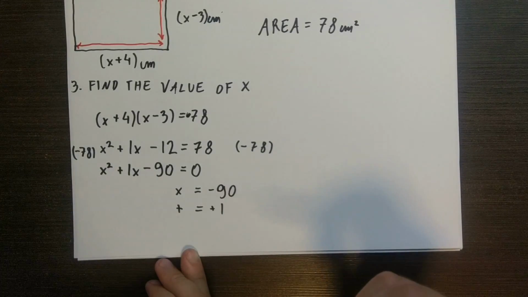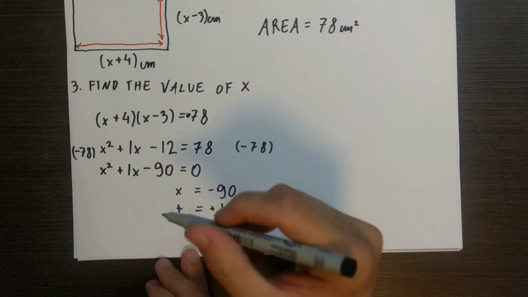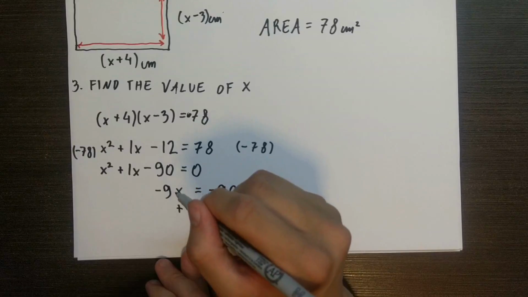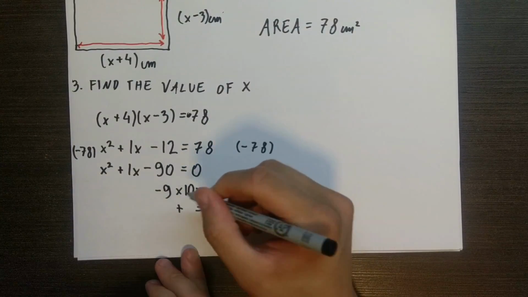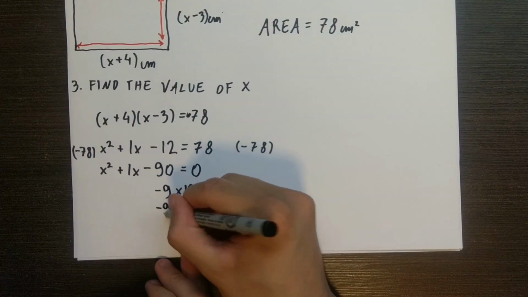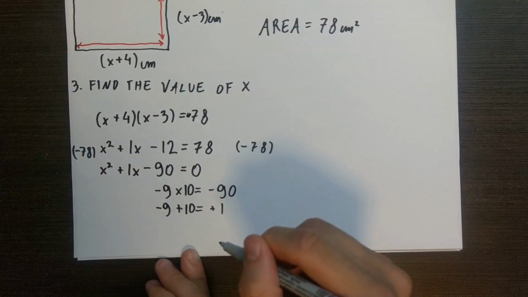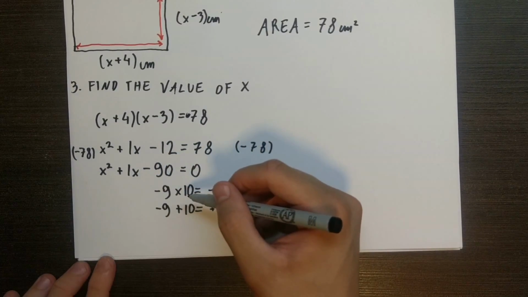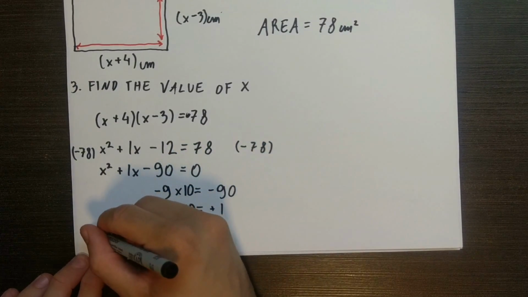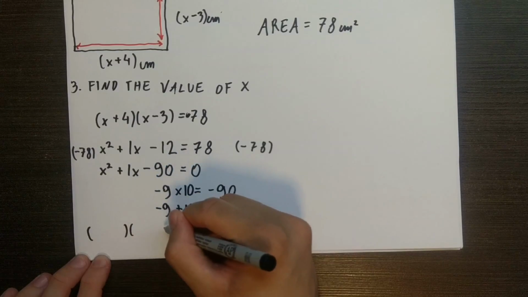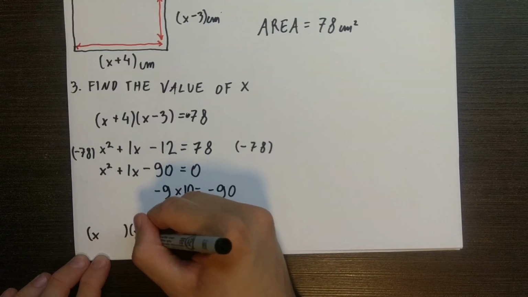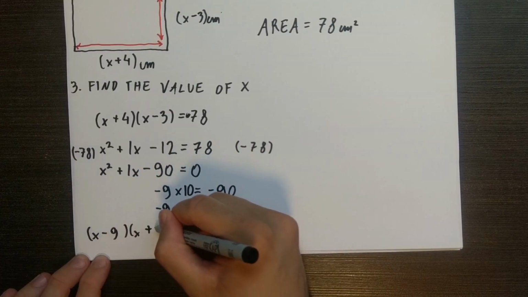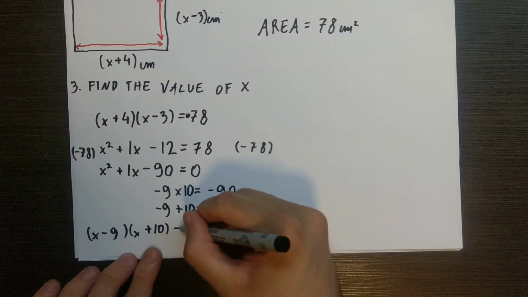Another option we have is 9 and 10. So we can do negative 9 times positive 10, which will give us negative 90, and negative 9 plus positive 10 will give us plus 1. So we will put those together to create a factorized version of this equation. So again, we open up 2 brackets, we chuck in an x in each one of those, and then we throw in a negative 9 here, and we throw in a positive 10 here. That's what we got, and that equals 0.